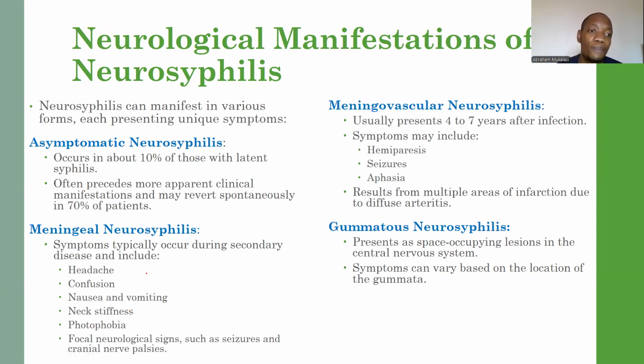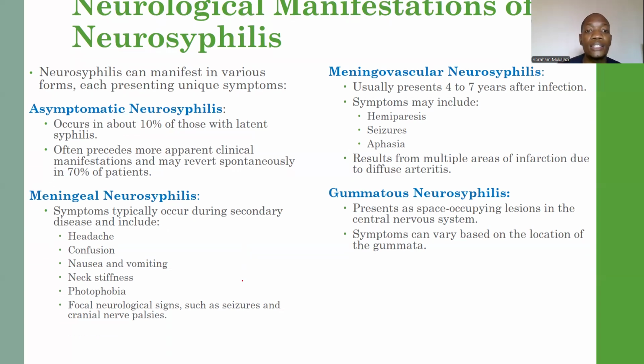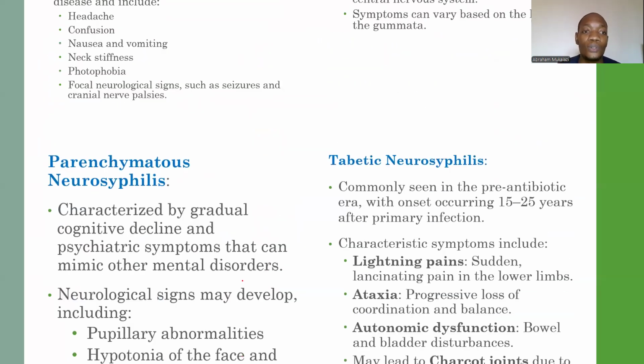So most of the patients can have asymptomatic neurosyphilis. About 10% of these patients with latent syphilis can have asymptomatic neuroinvolvement. Oftentimes, this can precede the other bad manifestations, or sometimes can even heal without them noticing. Then we have the second type, the one we call meningosyphilis. So in this case, someone gets meningitis because of syphilis.